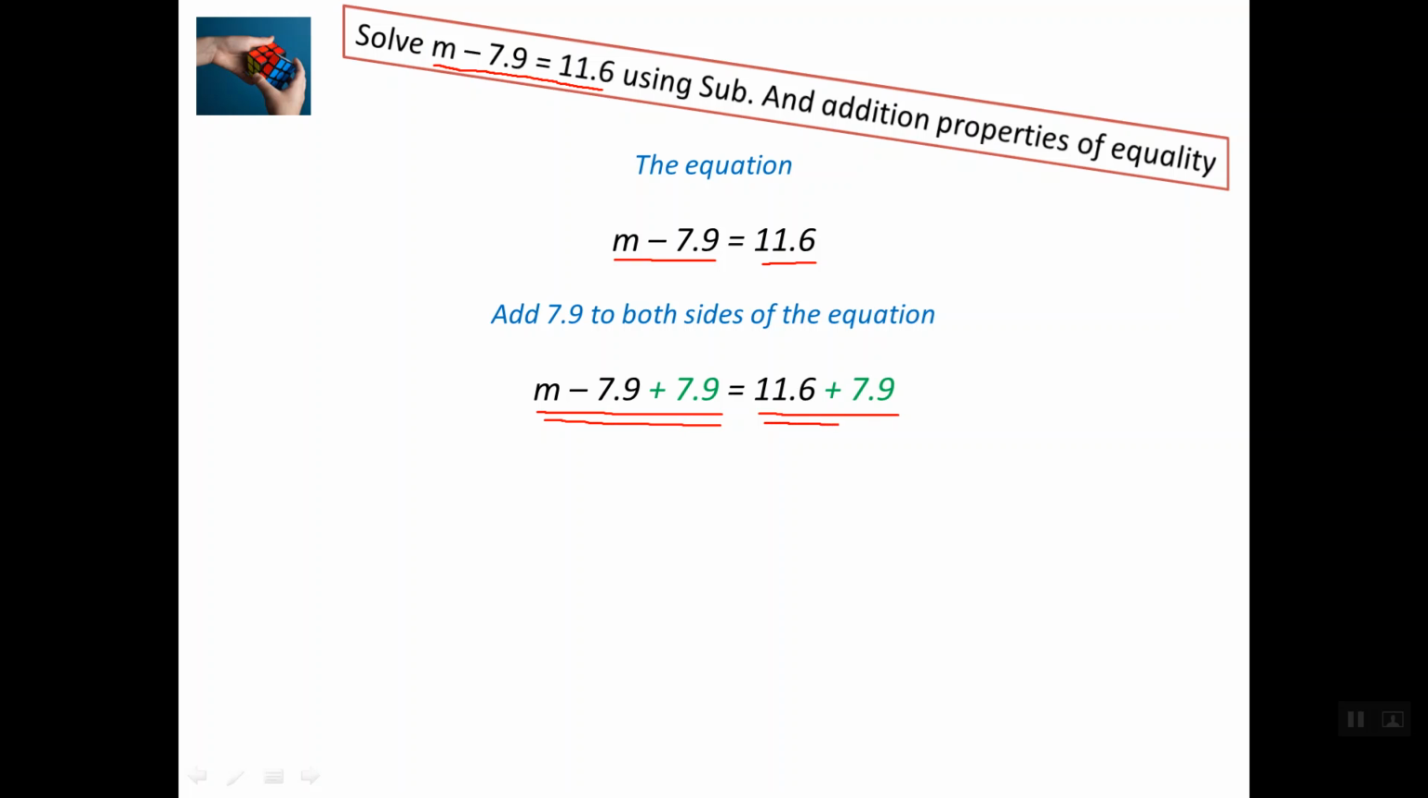Now we need to compute the addition of these two decimals. As we know, in order to add two decimals, it is better to align them vertically and line up the decimal point. So 11.6 plus 7.9, and the operation is an addition. Again, the decimal point should line up. So 6 plus 9 is 15. We have 5 and carry 1. So 1 plus 1 plus 7, we have 9 and we have 1.